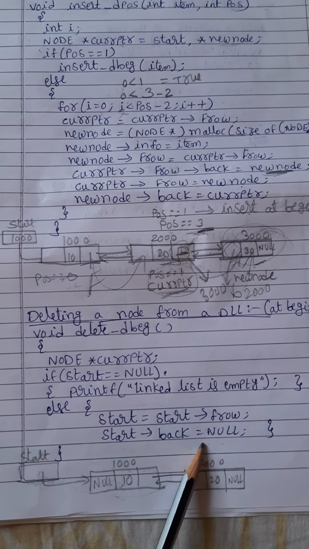The 2000 is stored in this place, so the current pointer to fro is not equal to null, the condition is true. If the condition is true, automatically the statements will get executed. That is, current pointer equal to current pointer to fro. Again, this will become the current pointer. Now we have moved to the second position, the second node. Current pointer equal to current pointer to fro. Again, it will move to the next node.